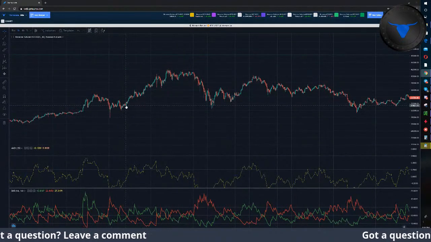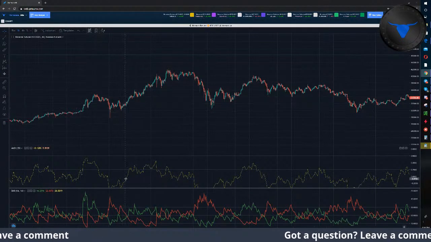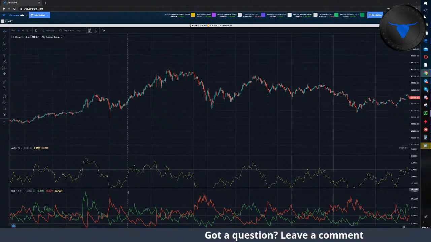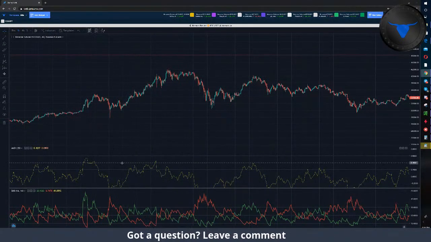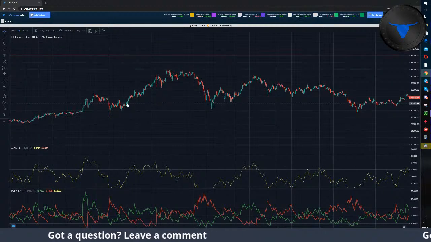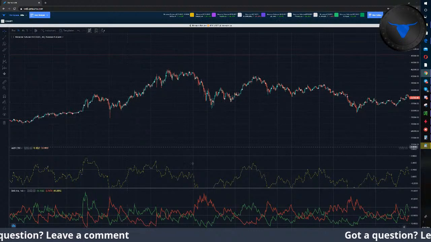So this right here would be a good entry. You see how it crosses at the same time on the DMI and on the demand index. So then we got your entry right here, and then we get this run.